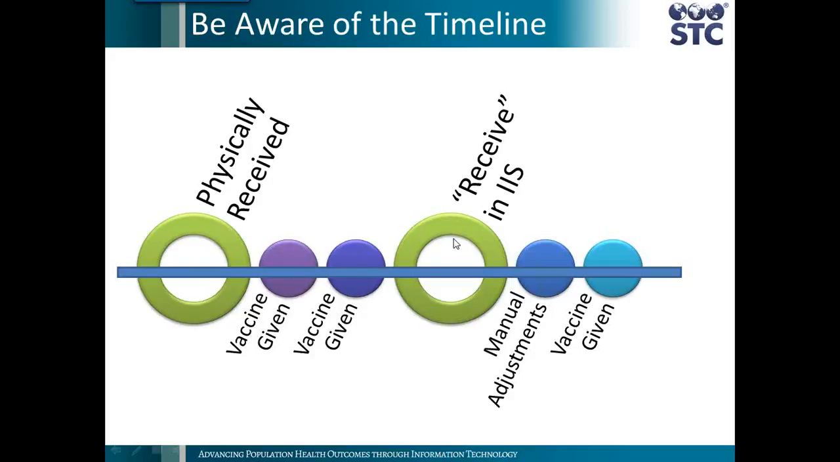So if you do make the mistake of not receiving it on time, or not receiving it before you give those vaccines, be sure that you know just how many have been given before you received it and account for those, because you're going to be off by that many. So any questions on the timeline or anything up until now?